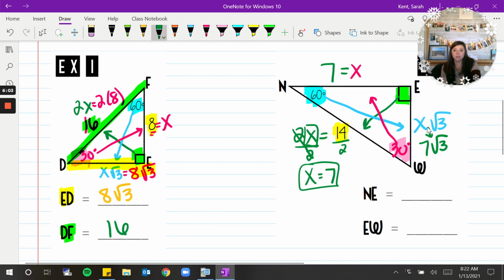So now I need to fill in my blanks. It asks for n to e, so here's n over to e, that's where I have 7. And then it asks for e to w, and that's where we've got the 7 square root of 3. Alright, we got 2 more we're going to look at.